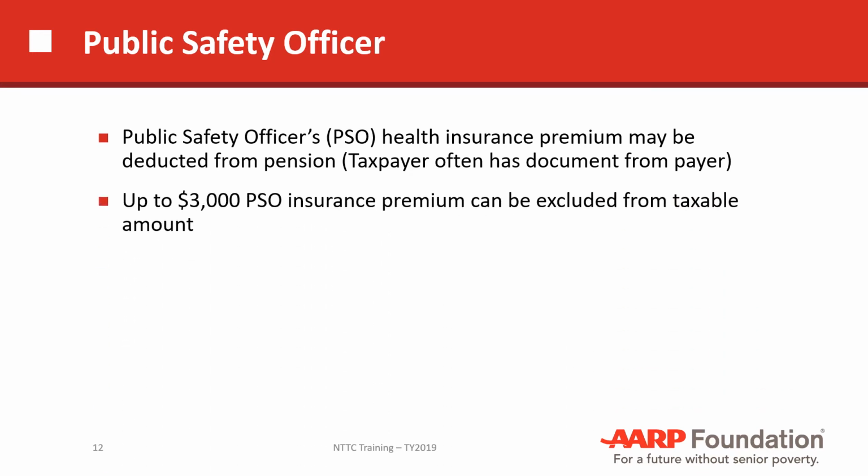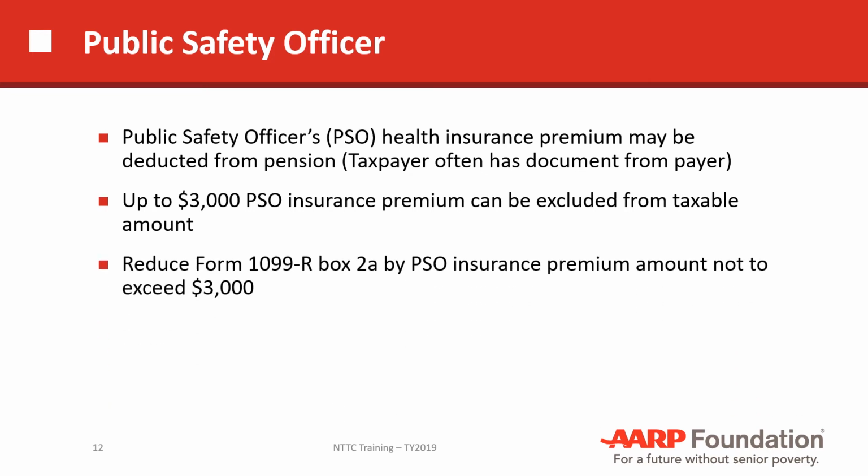They can deduct up to $3,000 from their insurance premiums, and that $3,000, actually, let me take that back. They can deduct more than $3,000 from their retirement pension, but the tax code allows them to get this deduction from their taxes of $3,000. So we reduce the Form 1099-R Box 2A by the amount of $3,000 or less, if it happens to be less, but typically these days it would be more.